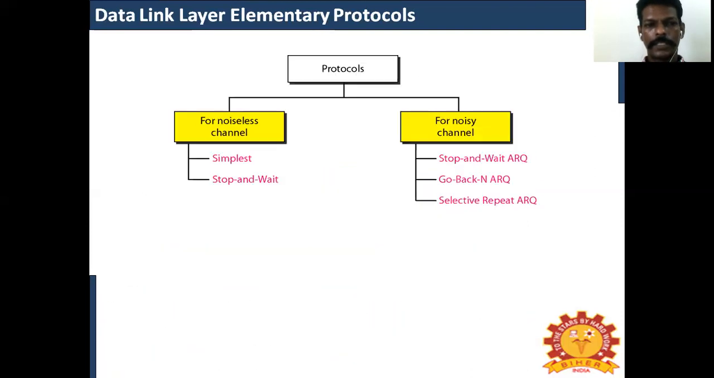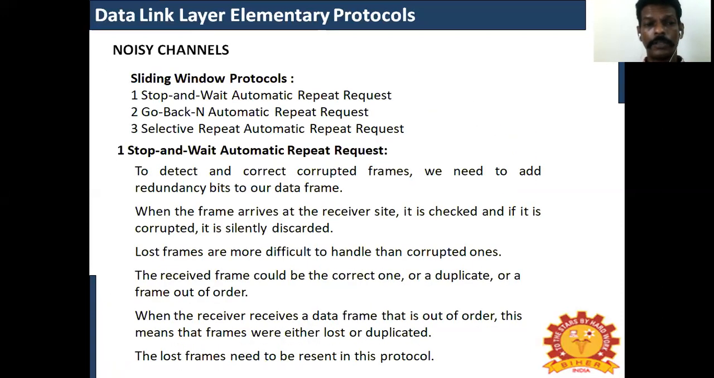Now we have discussed the noiseless channel: one is the simplest protocol and another is the stop and wait protocol. Next is the noisy channel, that is, the sliding window protocol. There are three different types of protocols: stop and wait automatic repeat request, go back n automatic repeat request, and selective repeat automatic repeat request protocol. First is the stop and wait automatic repeat request protocol.